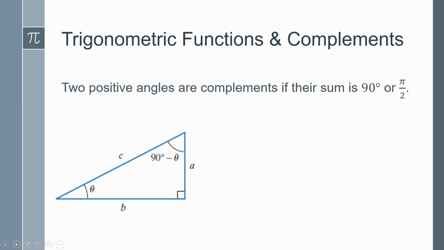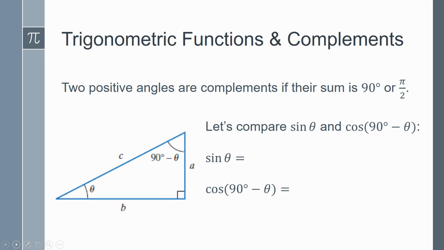All right, moving on. Trig functions and complements. If you remember from geometry last year, two positive angles are complementary if their sum is 90 degrees, but now we can even relate it to radians this year. So it's also two angles that add to pi over 2. So sketch this picture right here. We're going to use this triangle ABC, where notice one angle is theta and one is 90 degrees minus theta. And using this triangle, we're going to compare sine of theta and the cosine of 90 degrees minus theta.